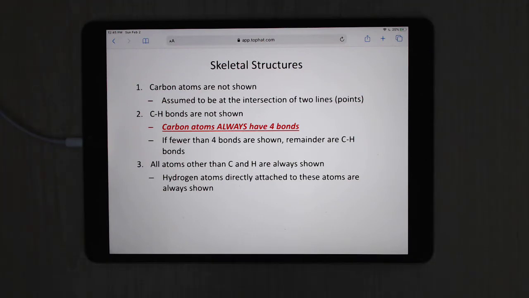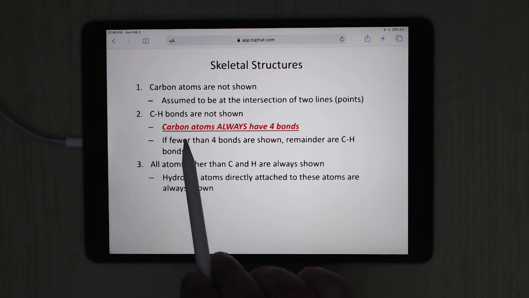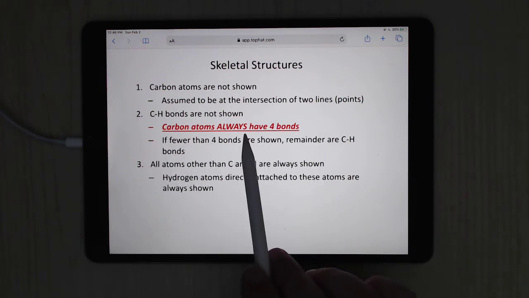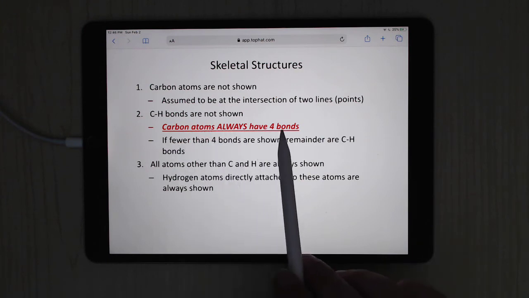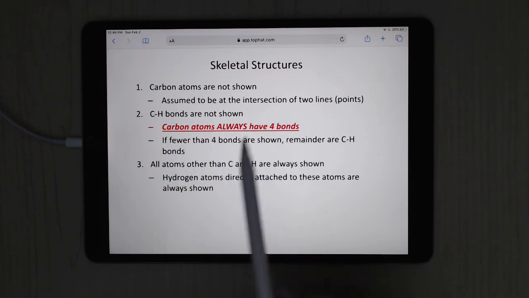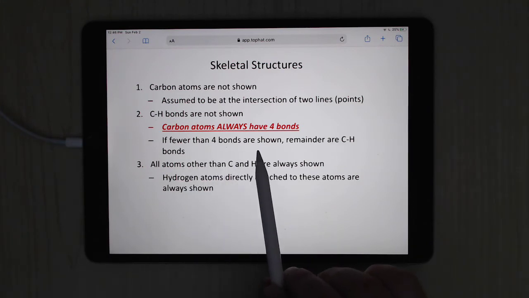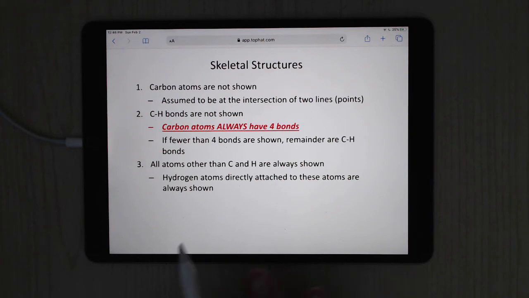The other thing we don't have to show is any CH bonds. Okay, so carbon, and this is important, that's why I put it in red and bold and italics and underlined, neutral carbon atoms always have 4 bonds. The time when they don't is when they have a charge. If fewer bonds are shown, say it has 2 bonds shown, that doesn't mean it only has 2 bonds. It means that the other 2 are CH bonds. Okay, and so we fill in the rest of the bonds. You can assume that those are hydrogens coming off of there.